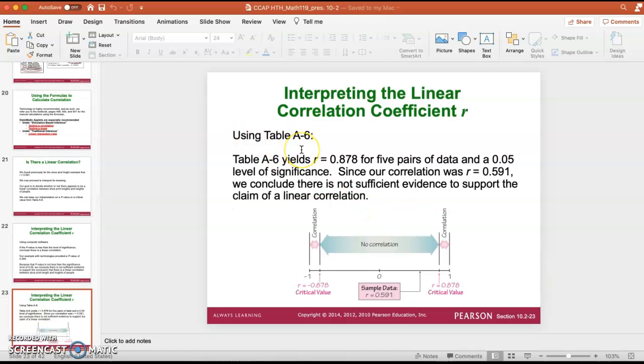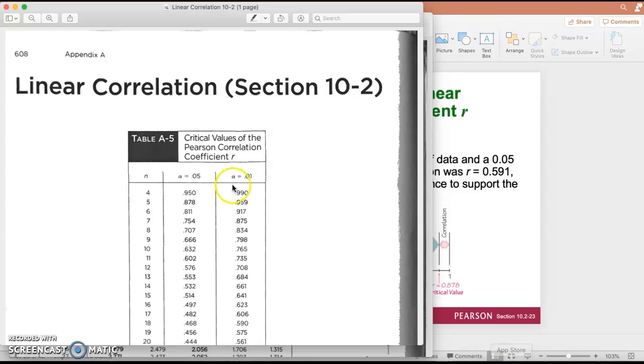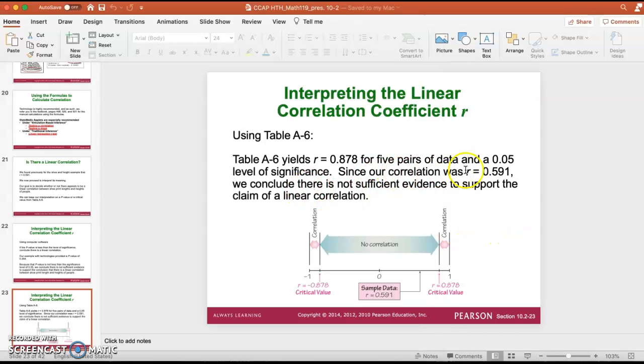Now, using table A-6, which will be table A-5 in our case, yields a critical value of 0.878 for 5 pairs of data. We can see that because, looking at n is 5 for the 5 pairs of data, we get 0.878 for a 0.05 significance level. So this would be the critical value we need to get more than to say there is a linear correlation. And if it's less than, we say we can't say that there is a linear correlation. Since our correlation coefficient 0.591 was less than that, we conclude there's not sufficient evidence to support the claim of linear correlation.